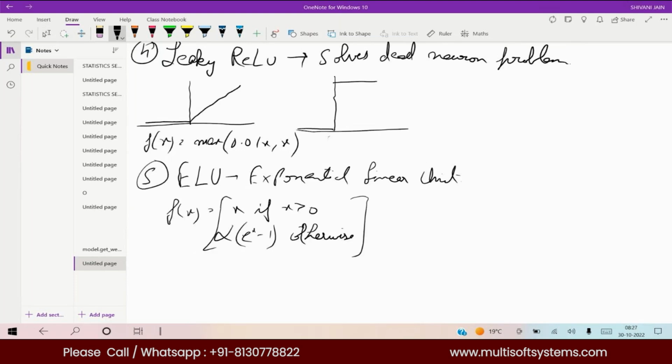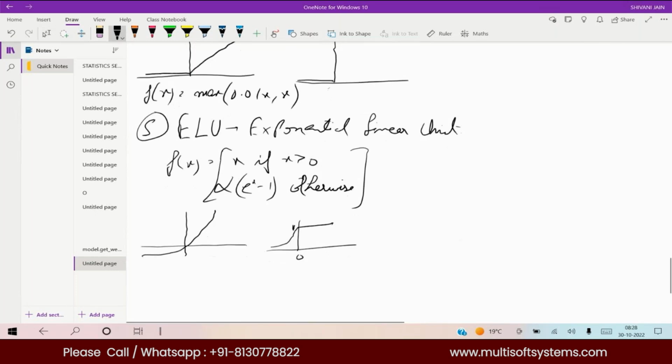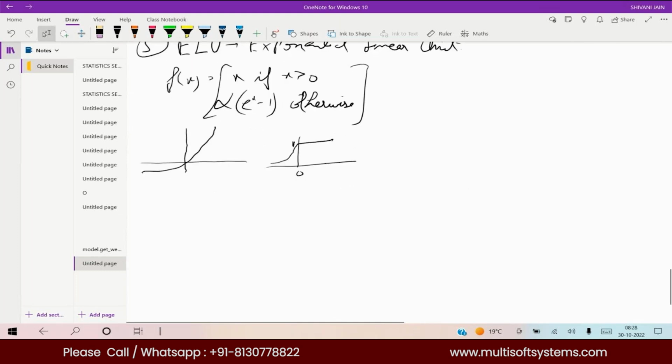And if I talk about the chart for this, the derivative value here is 1. If x is greater than 0, then the value will be x, the straight line, the same one that was there in the ReLU function. And otherwise alpha times e raised to the power x minus 1, where alpha can be any value. Then we have the softmax function.